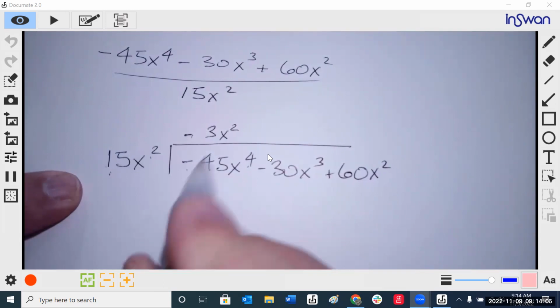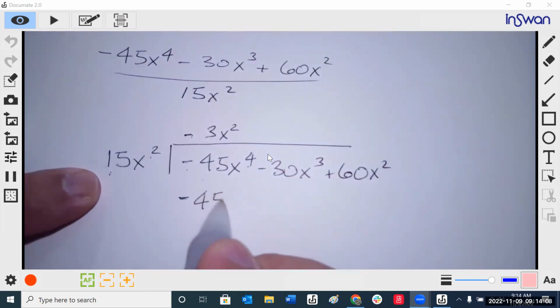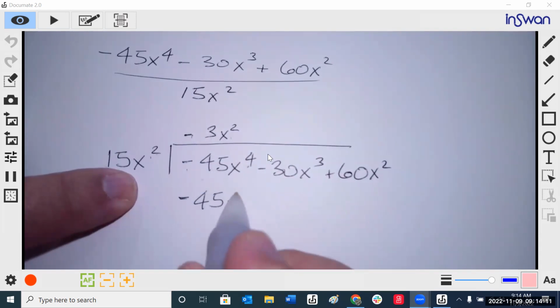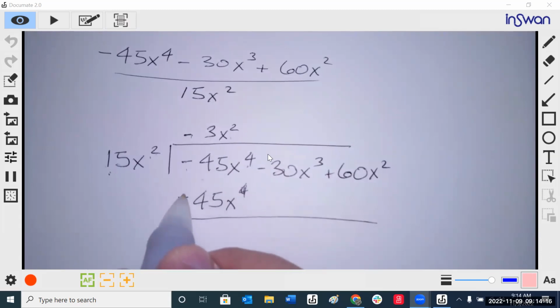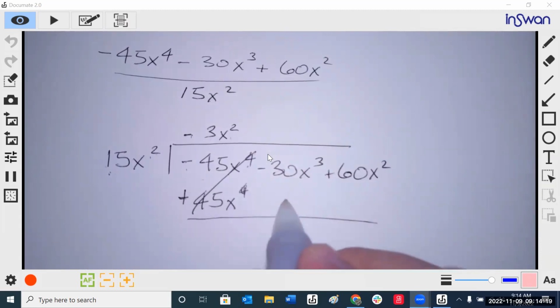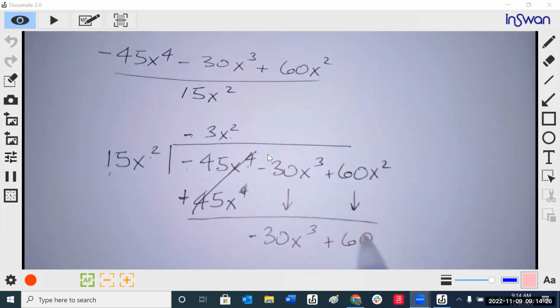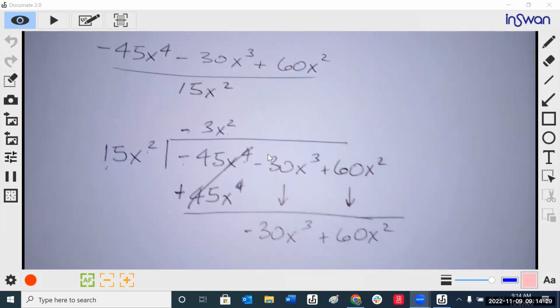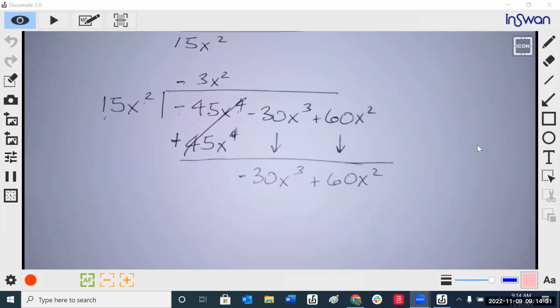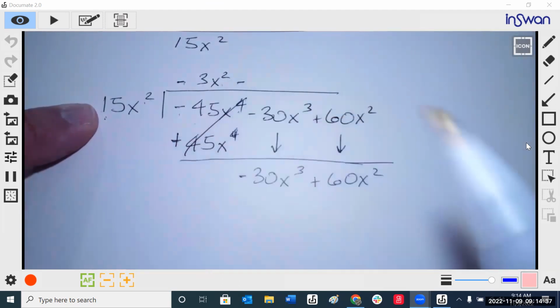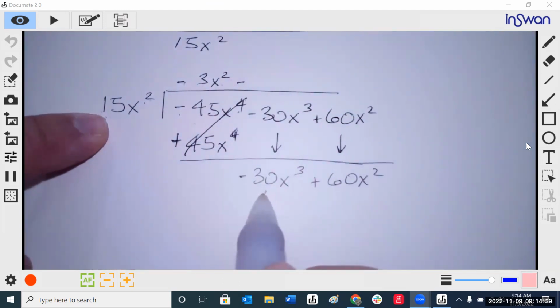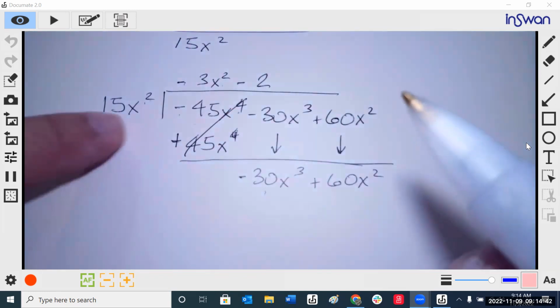Negative times positive is negative. 3 times 15 is 45. X squared times x squared is x to the fourth. Change the sign and add. Bring everything else down. Positive times negative is negative. What times 15 is 30? How many x's do we need now?